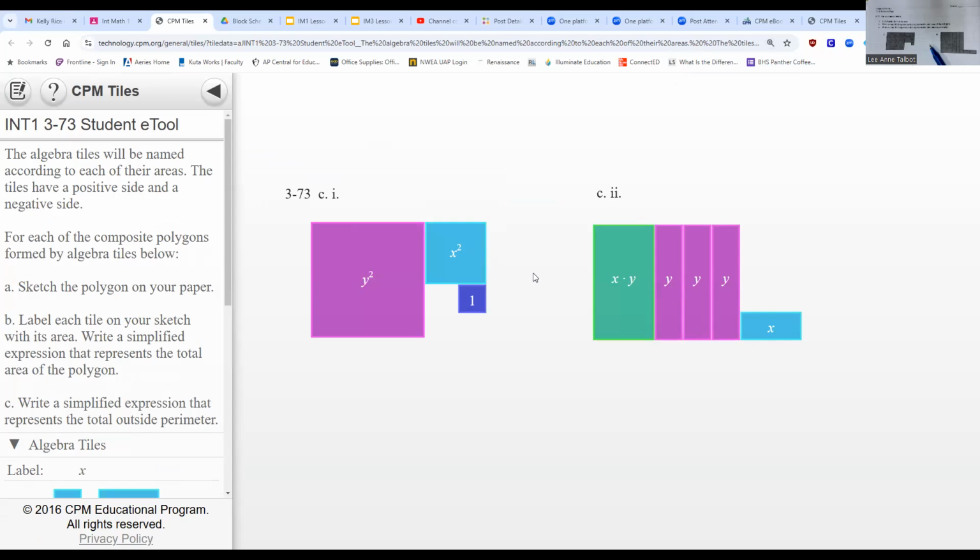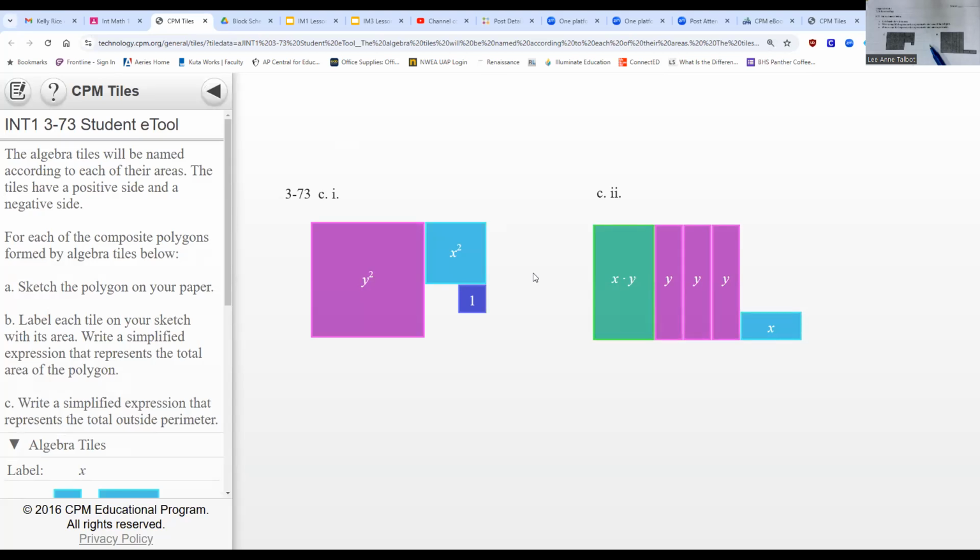First, these little squares are ones. They have an area of 1 because 1 times 1 is 1. Okay, there's no x. Oh, no, it is. The short rectangle is an x. One side of it is x, one side of it is 1. X times 1 is x. Okay, so little square is a 1. Little rectangle is an x. Okay, that's good so far.